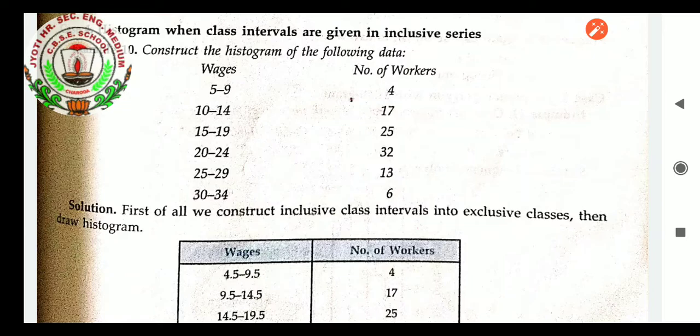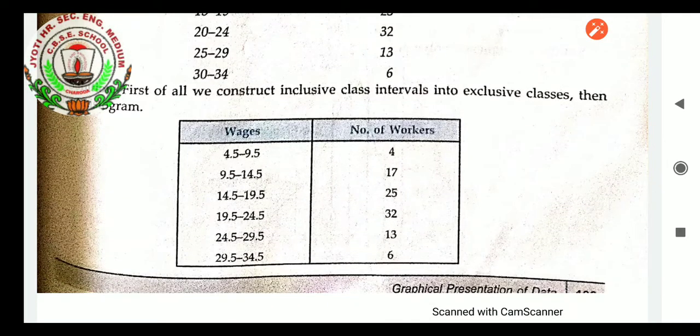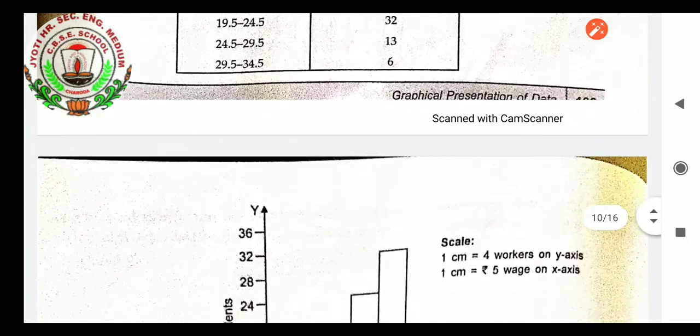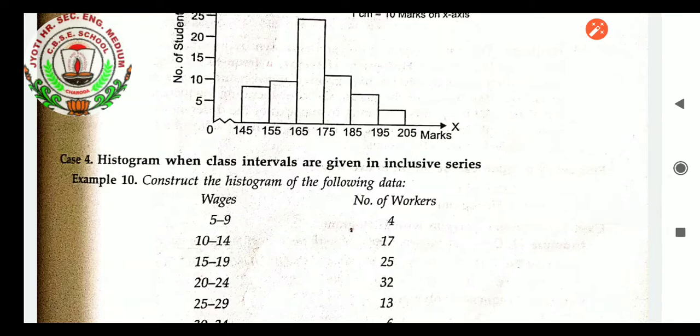First of all, we convert inclusive class intervals into exclusive classes. For that, the rule is there. Again, I will take you to the chapter collection of data, organizing of data, where we set the data. First, you have to convert the inclusive series into an exclusive series. For that, the rule is: the upper limit of the first class minus the lower limit of the second class.